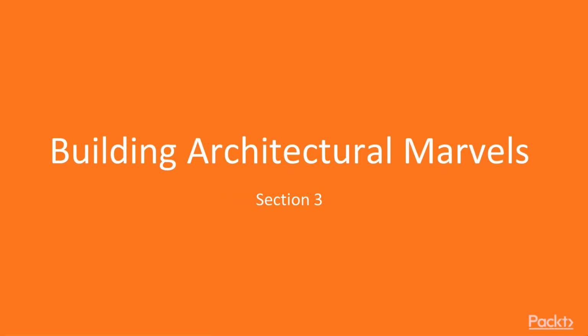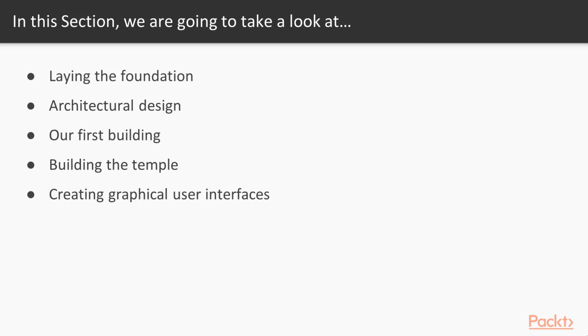Hello and welcome to section 3, in which we will be building architectural marvels using Python. First, we will be laying the foundation using duck typing and object-oriented classes. Then we will look into architectural design, which includes OOP inheritance. After that, we will start building our first building with multiple inheritance. And then we will explore the greatness of software.